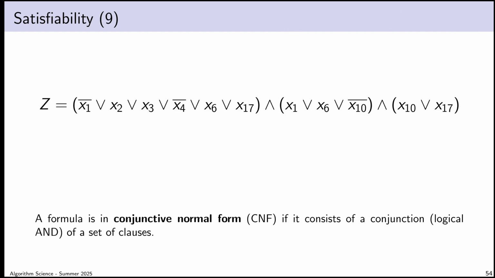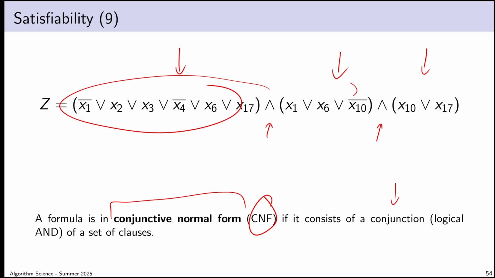Now, an entire Boolean formula is said to be in conjunctive normal form, or CNF for short, if it consists of a bunch of clauses joined together by the logical AND operator. This would be called a conjunction of clauses, and conjunction refers to logical AND. So conjunctive normal form, or CNF, is clauses joined together by AND.